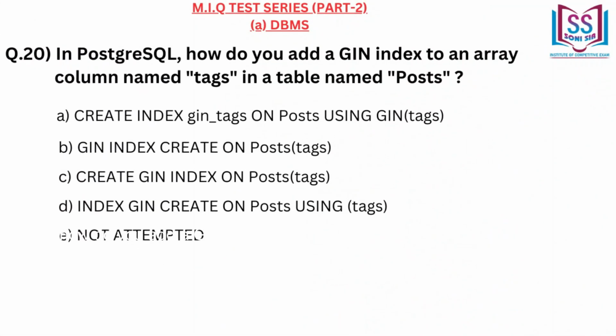In PostgreSQL, how do you add a GIN index to an array column named tags in a table named posts? A. Create index GIN tags on posts using GIN tags. B. GIN index create on posts tags. C. Create GIN index on posts tags. D. Index GIN create on posts using tags.